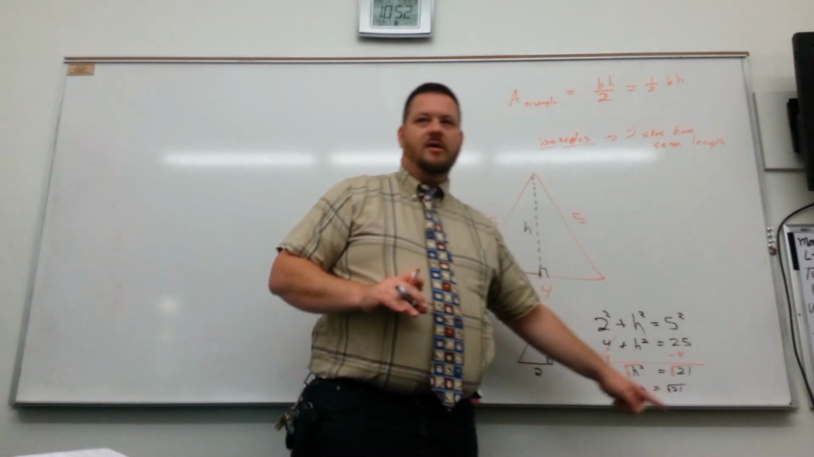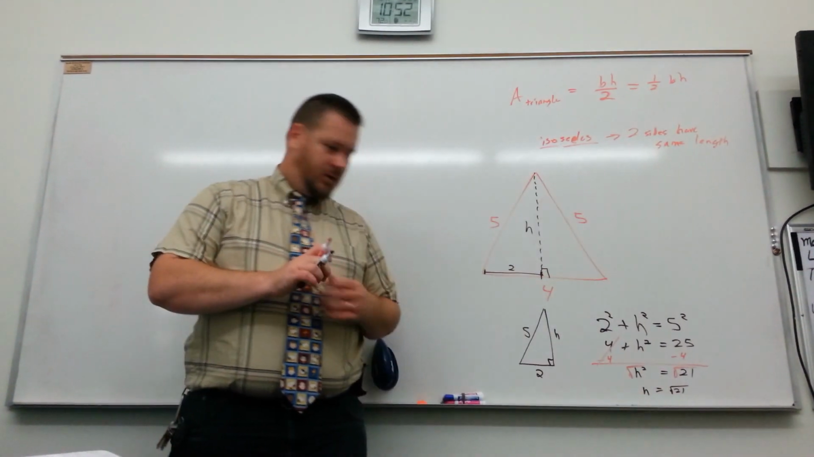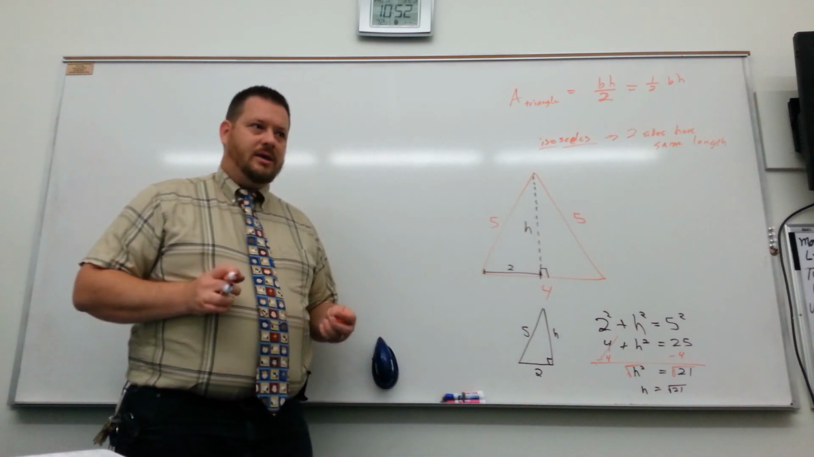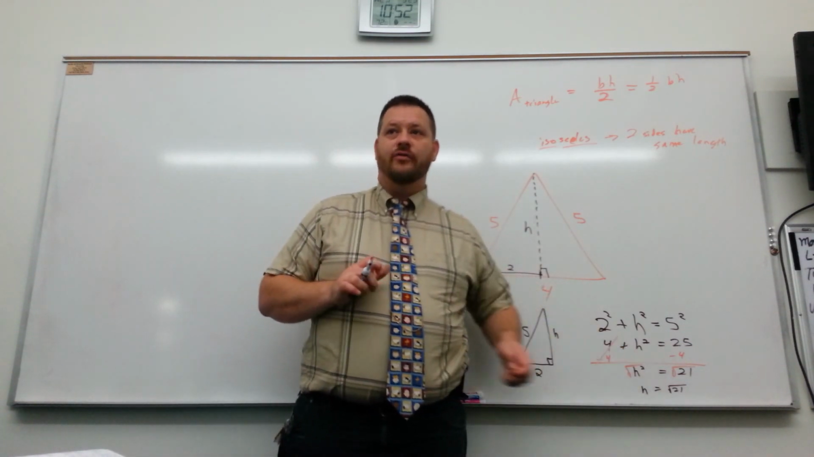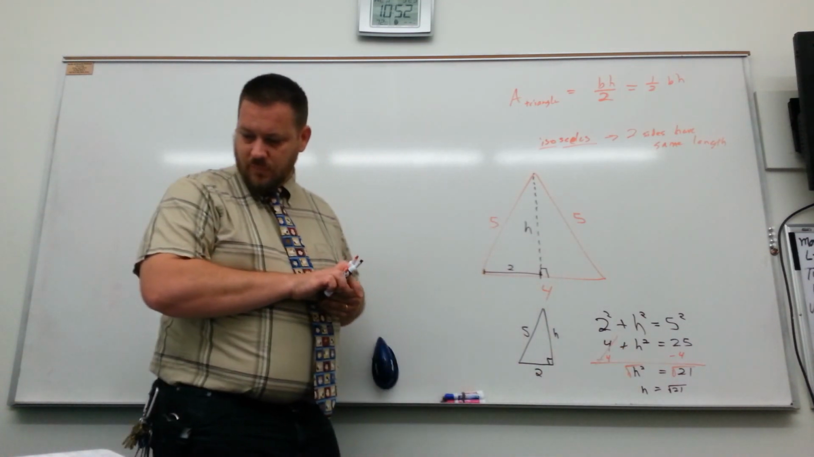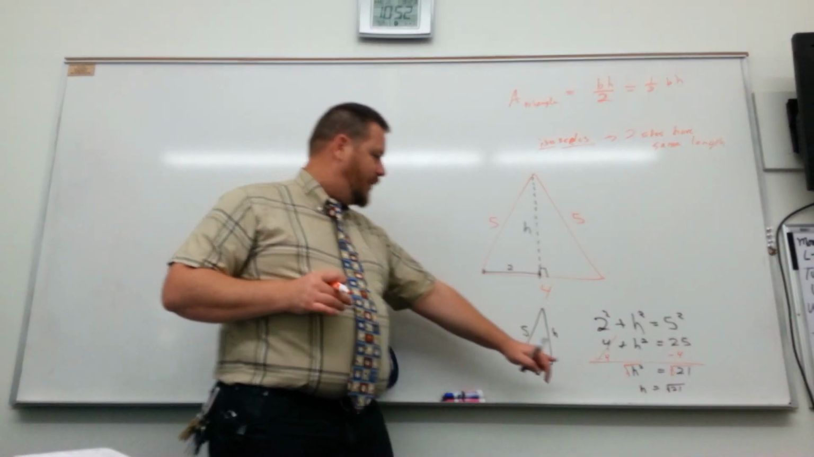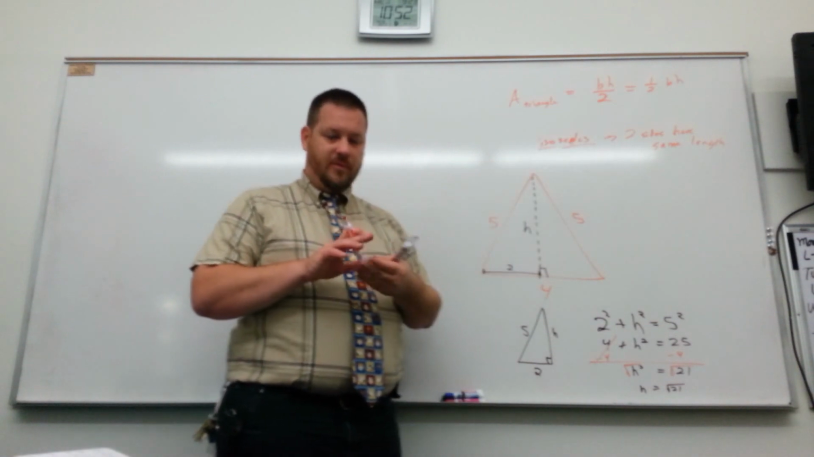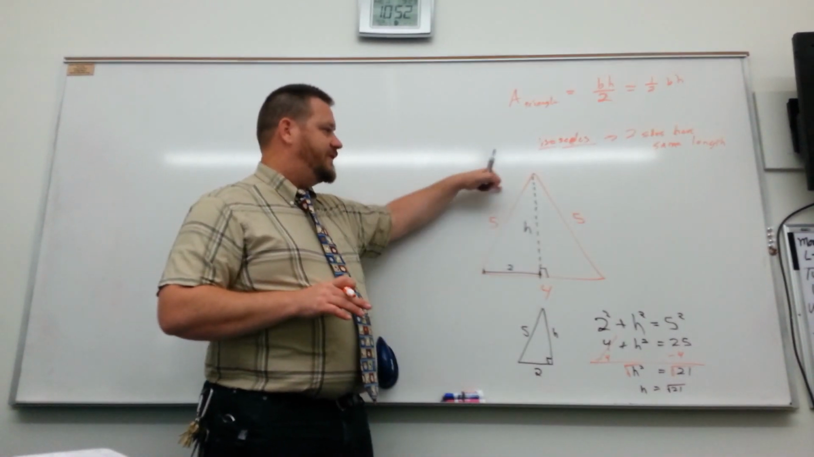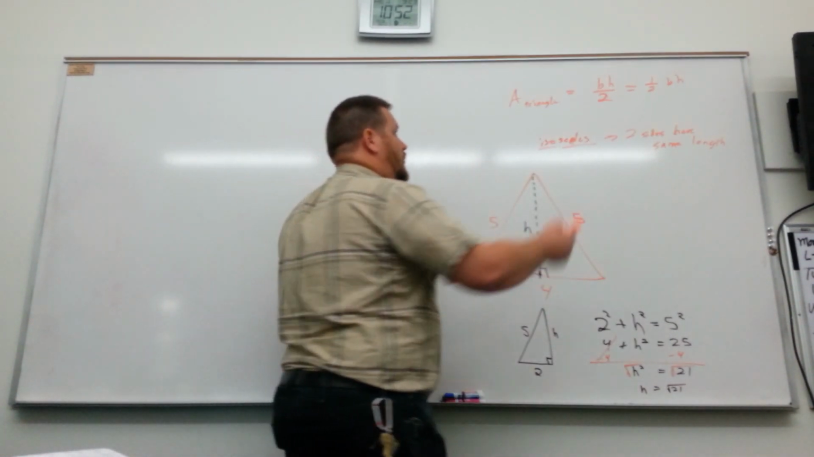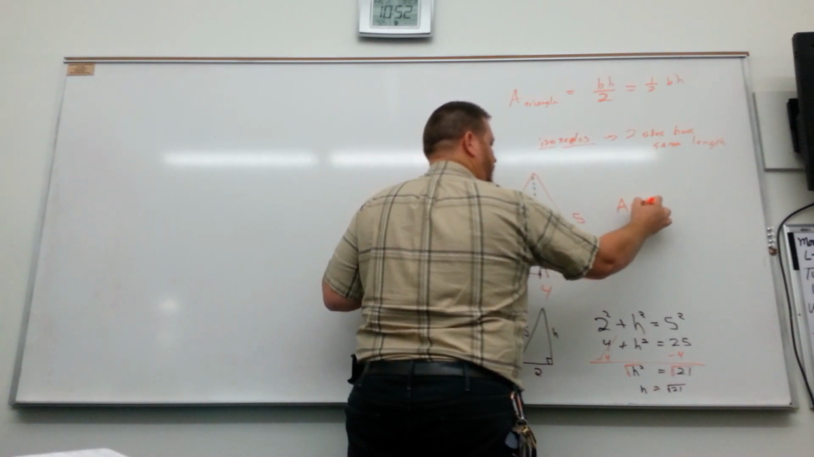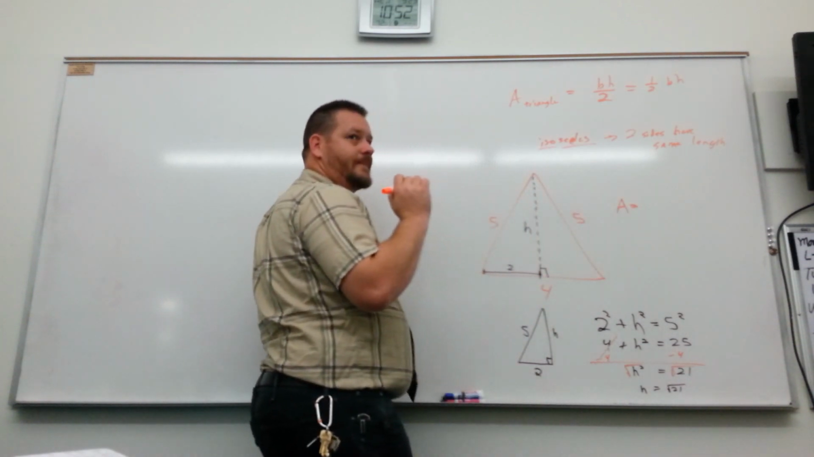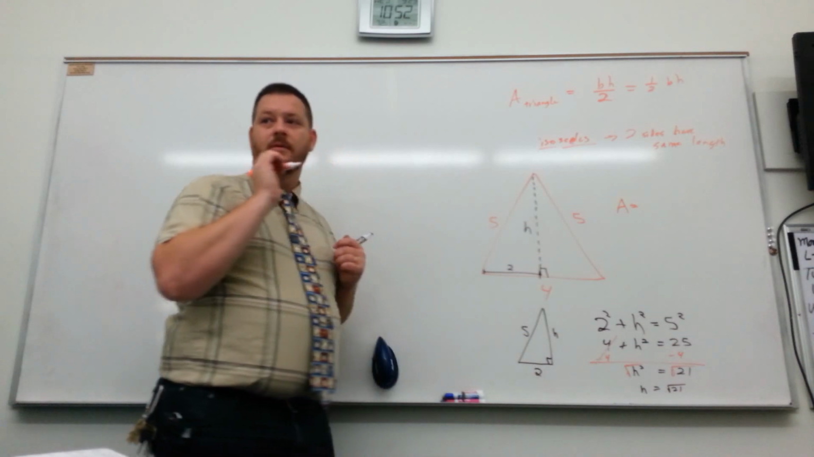We could do this on the calculator, but this is Algebra 2, and we are practicing how to keep radicals as radicals and work with them like that. All right. So now we have the height. Now we can come back to our formula and find the area of this triangle. We're looking for the area of this triangle, and the formula is base, which is what? 4 or 2? 2.